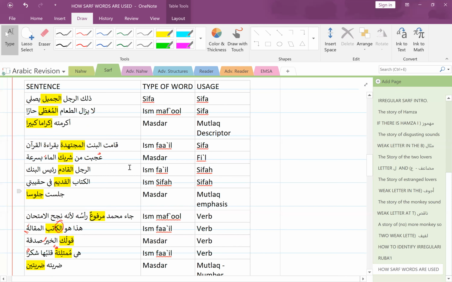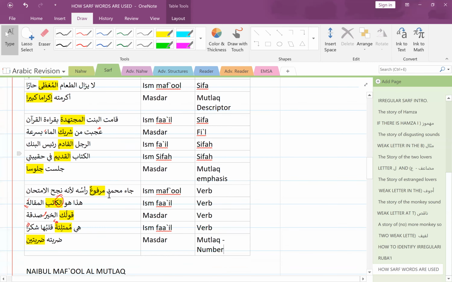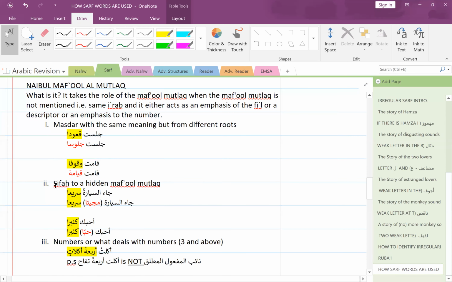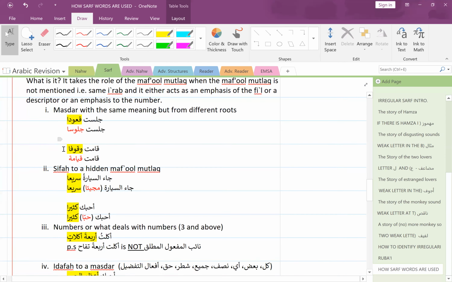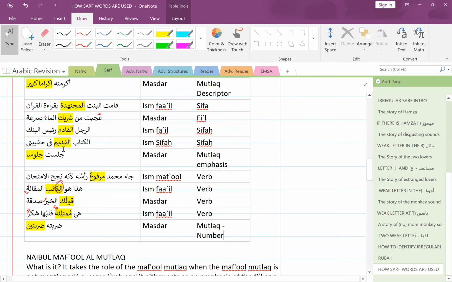But that's basically just how different words are used. So just remember, you can have an isim fa'il that acts as a sifa. It can act as a fa'il, as a verb. And you have masdar that can behave as a maf'ul li'ajlihi, which gives a reason why. And it can also act as a maf'ul mutlaq. I don't know if there are any other questions. So next week, we'll just have to finish na'ibul maf'ul mutlaq and then decide what next to do, inshallah, in the group.